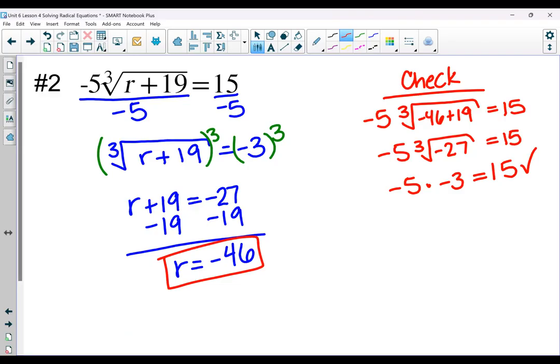This process of raising both sides to the index works for any index you see. It could be a fifth root, we'd raise both sides to the fifth. If it's a fourth root, raise both sides to the fourth. It works for any of the radicals we could be approached with.